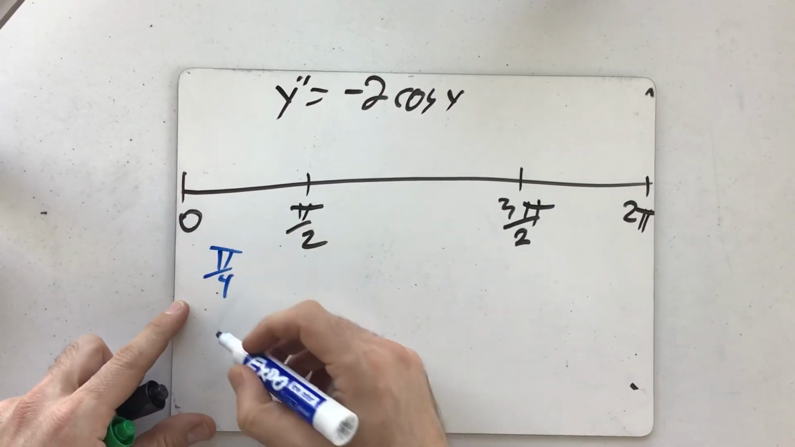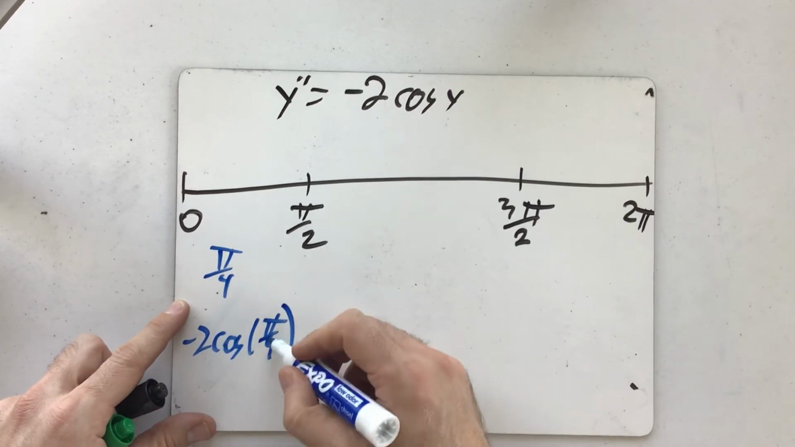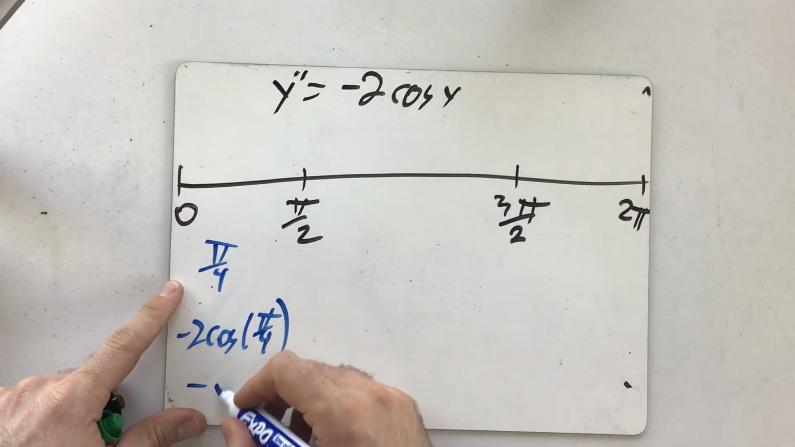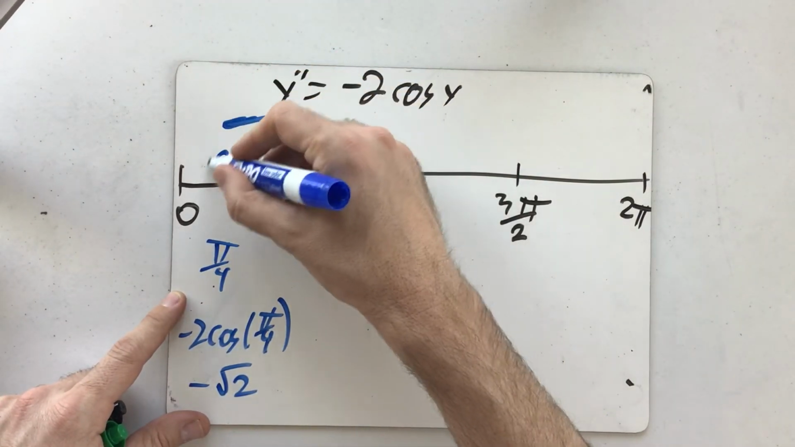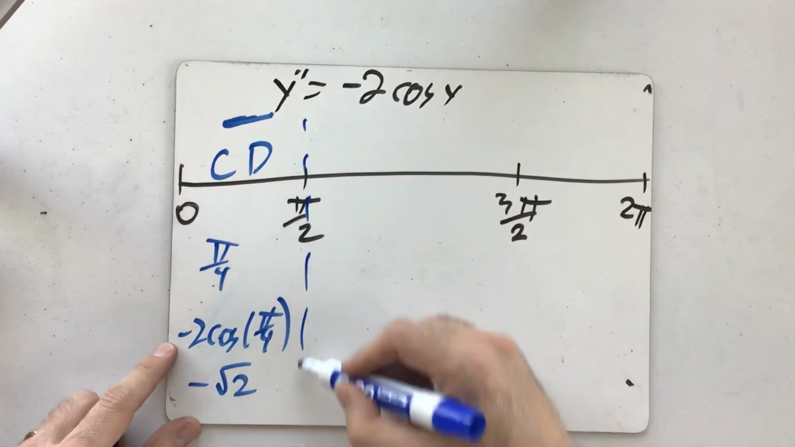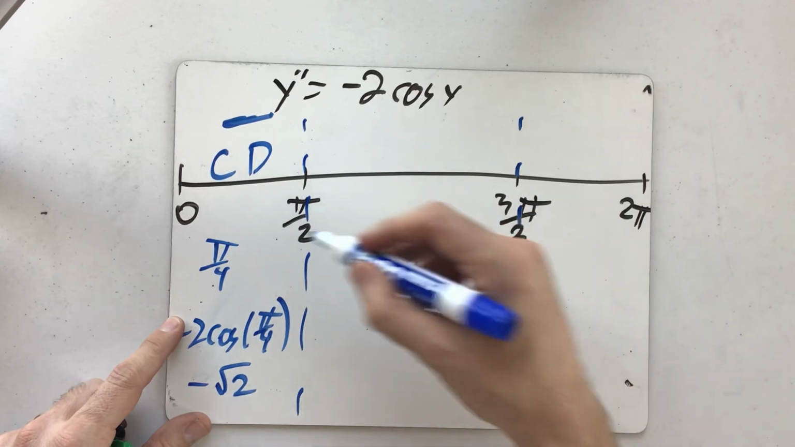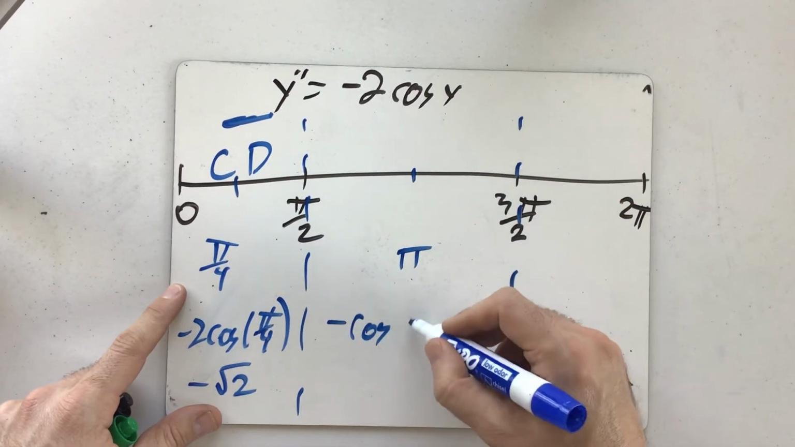So let's put negative 2 cosine of pi over 4. You may know pi over 4; if not, you can check it on your calculator. But it's the square root of 2 over 2. And so this ends up being negative square root of 2 for your answer. So this is negative, which means that our graph is concave down between 0 and pi over 2. Okay, let's try something in between here. Pi seems like a good number to check in here. And so let's do negative cosine of pi.